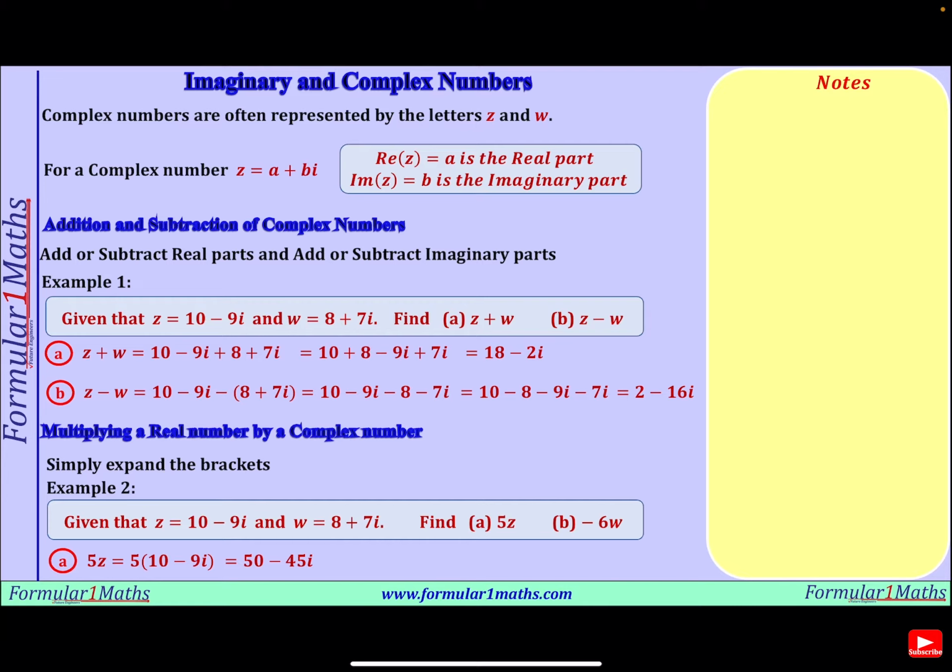Now pause the video again and try b by yourself. Okay, let's go and find the answer for b. So you've got this. If you do your expansion, you're going to get minus 48 minus 42i. And this is how you multiply a real number by a complex number.